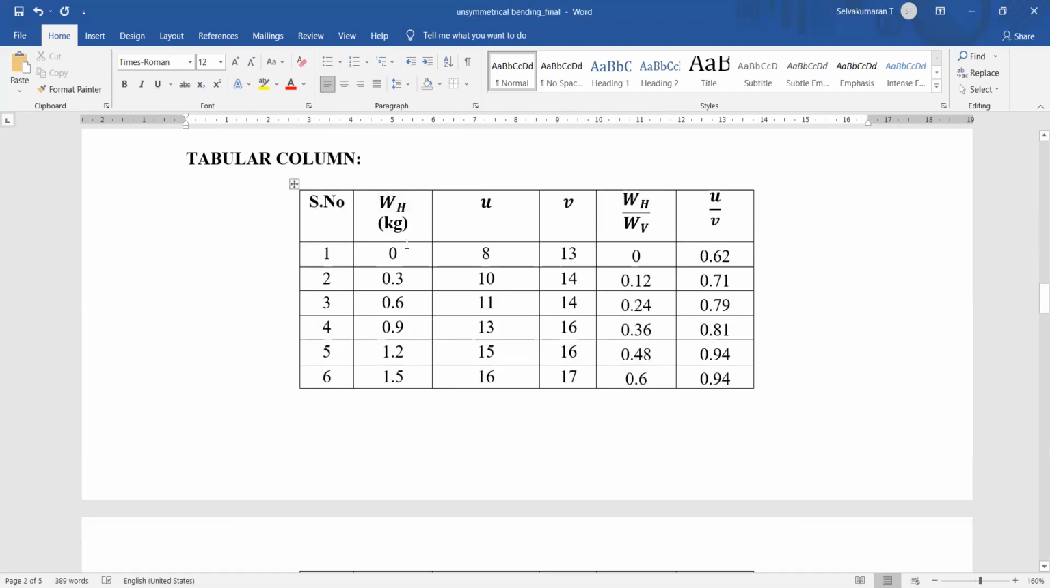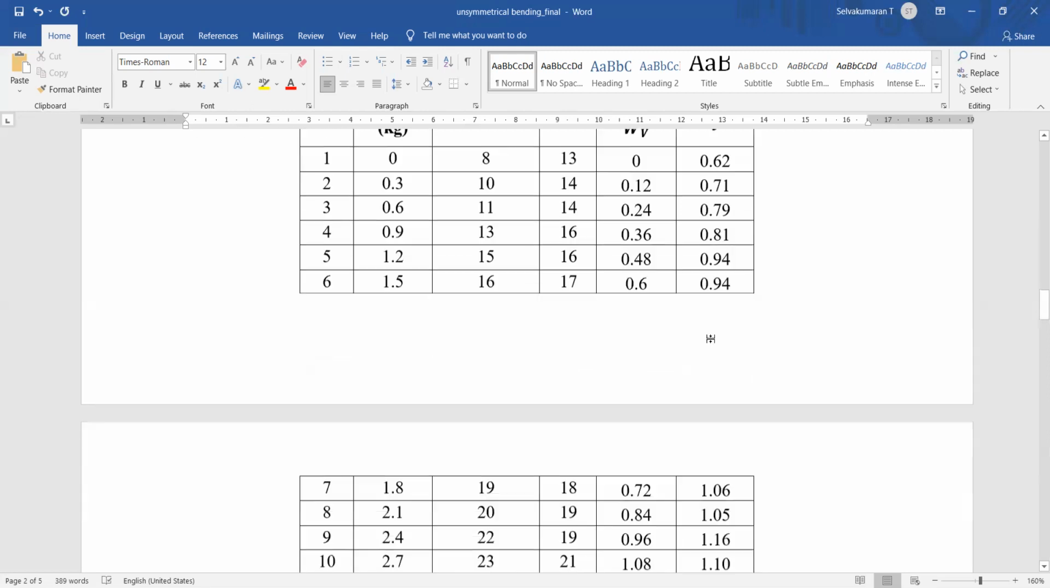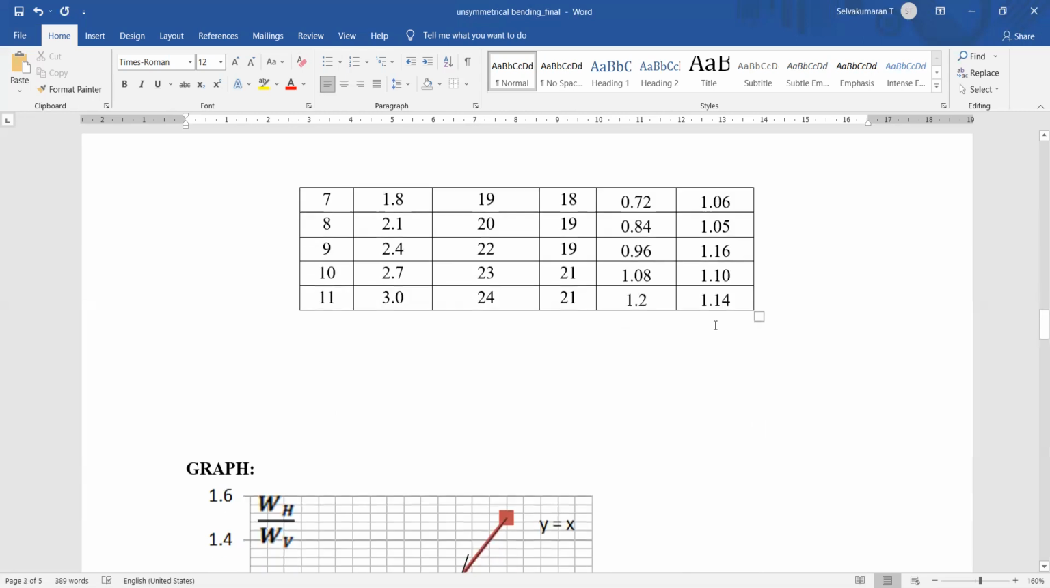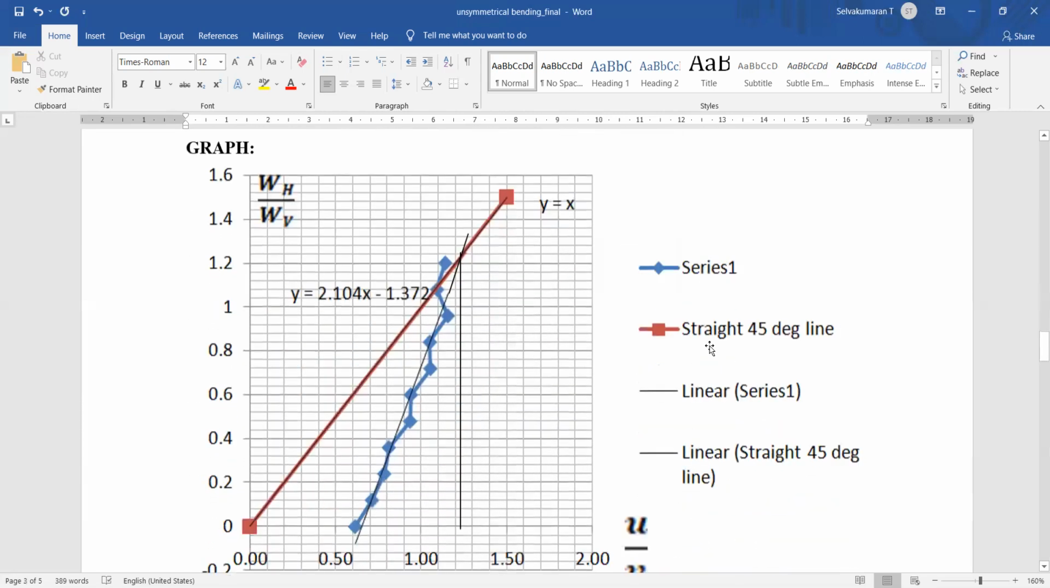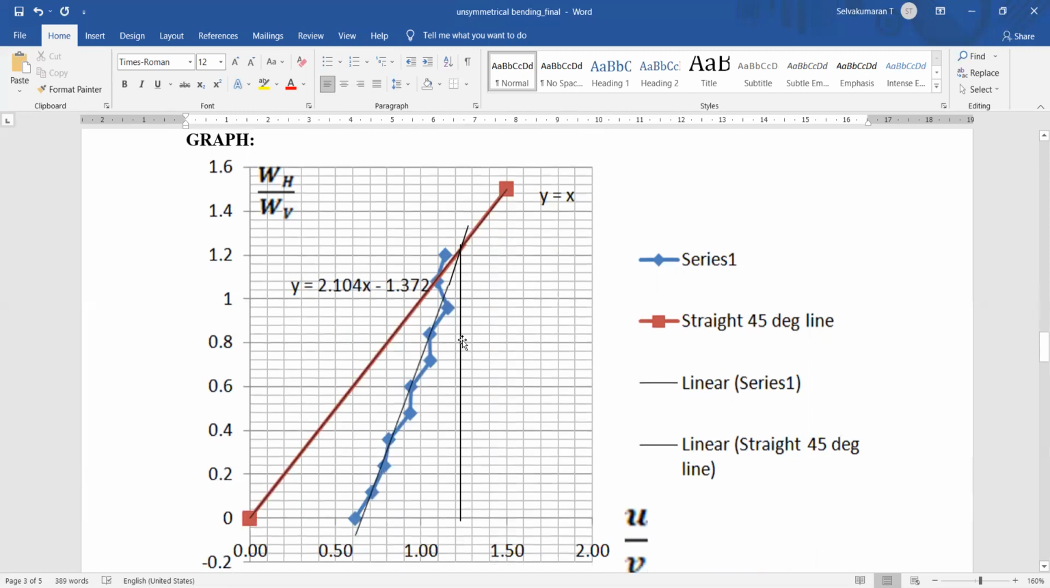In the beginning WH is zero, only the vertical load is applied, and for that you get the horizontal and vertical displacement. Then we add 0.3 kg, then 0.6, 0.9. Throughout the experiment, the vertical load WV is 2.5 kg and remains constant. Once these two tabular columns are obtained, create another tabular column for WH by WV, and another for U by V. Then we have to plot U by V and WH by WV in a graph.